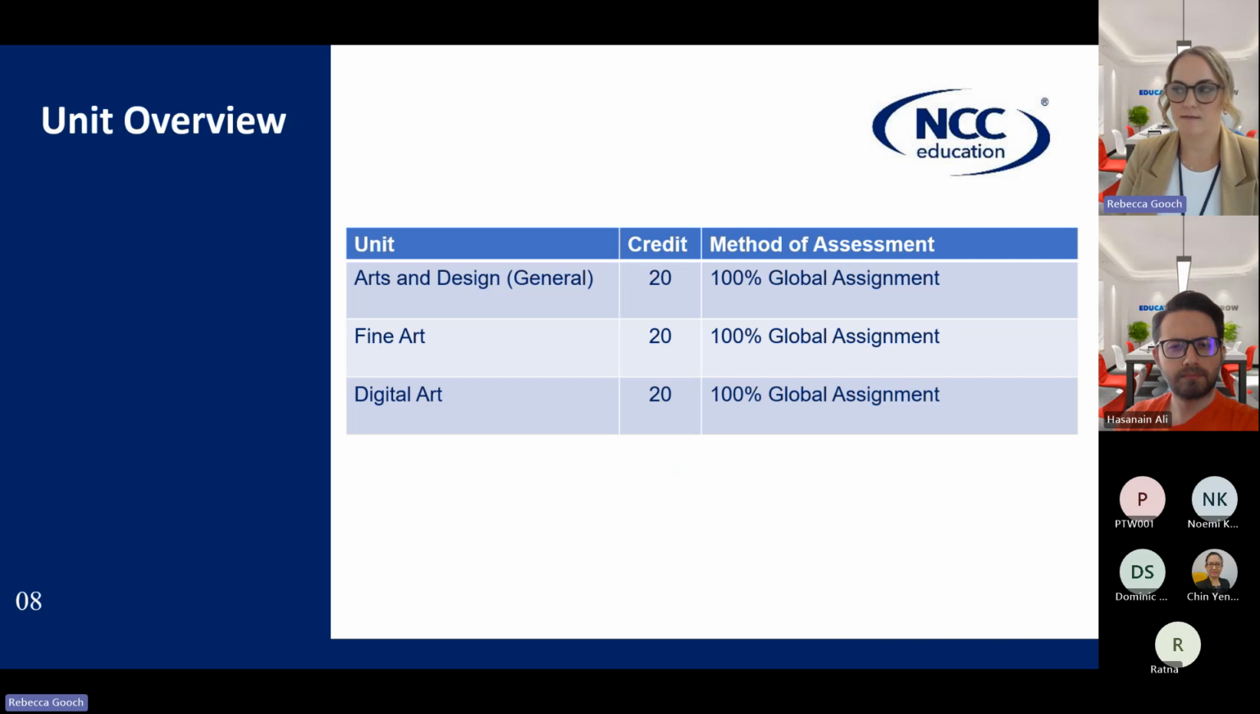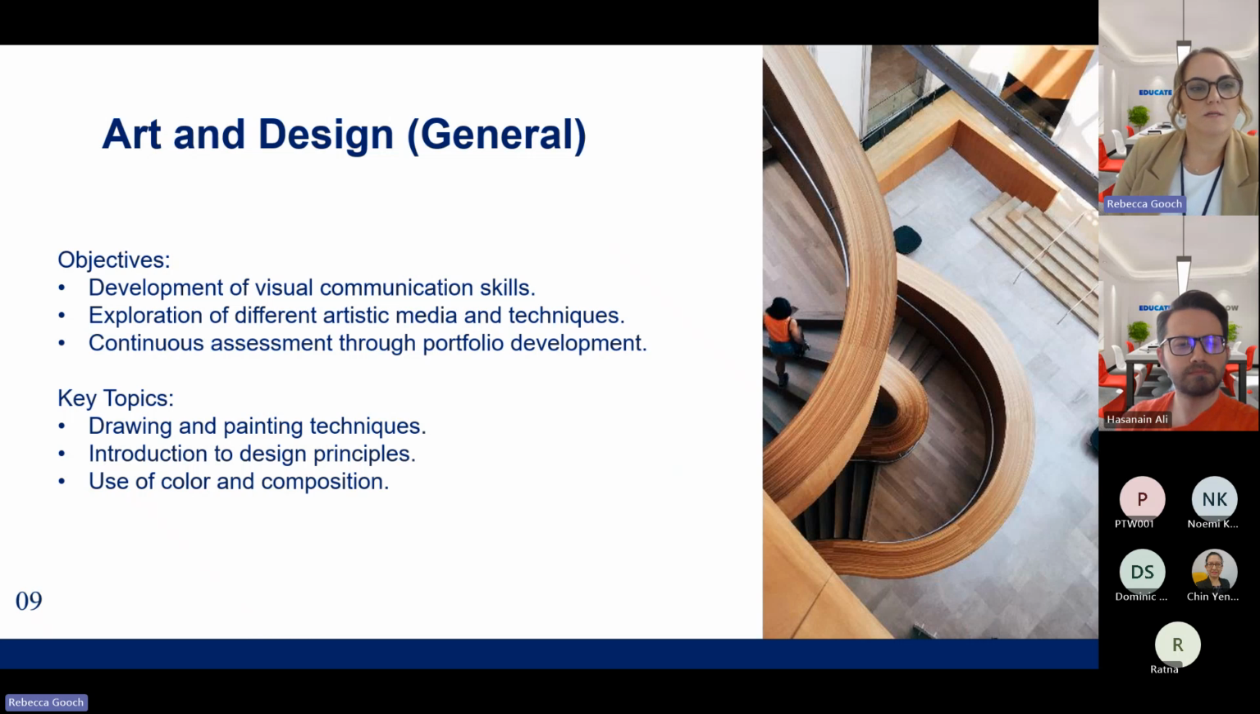Each unit is 20 credits, and the method of assessment is 100% global assignments, which I will go into shortly as well. So the first unit that we're going to look at is Art and Design General. The objectives of this unit is the development of visual communication skills, exploration of different artists, media and techniques, and continuous assessment through their portfolio development on these techniques and the process involved in that. Some key topics are drawing and painting techniques, introduction to design principles, and use of colour and composition.